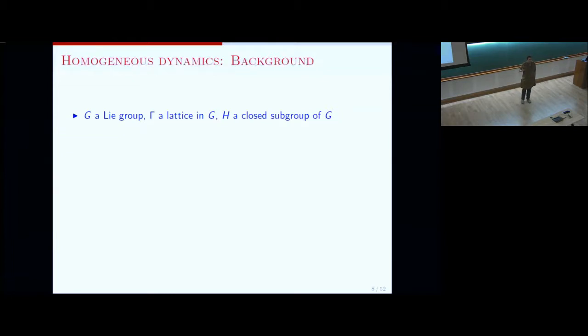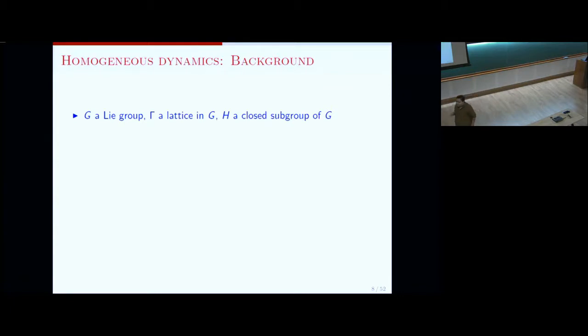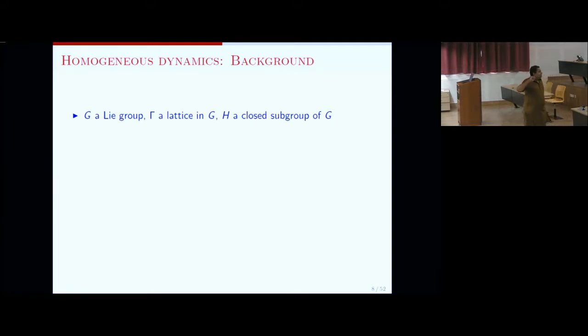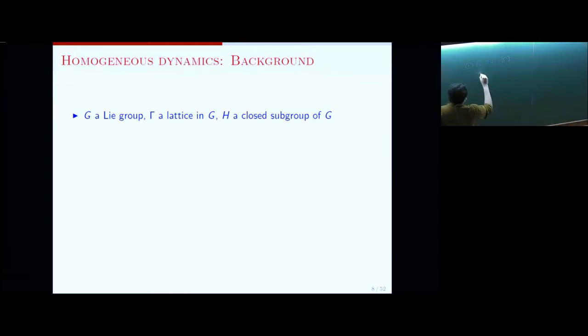Okay? So the first example that we all learn is the torus. So G is R^n, and gamma, which is the lattice, is Z^n, and the quotient is compact. For us, a more interesting class of examples arises when you look at non-abelian examples. So for instance, it's a famous theorem of Borel and Harish-Chandra that if you take a semisimple Lie group, and the semisimple Lie group has no non-trivial Q-characters, then the set of integer points of the group forms a lattice. So this, for instance, gives us a rich class of examples, like G could be SL_2(R), and gamma could be SL_2(Z).